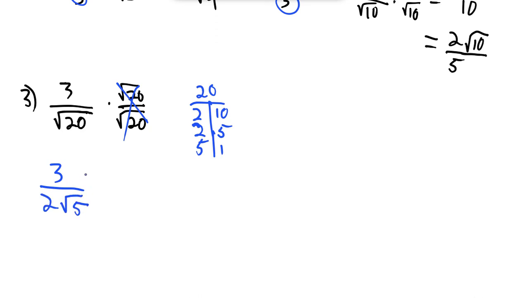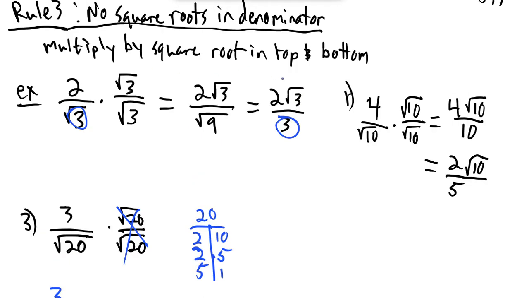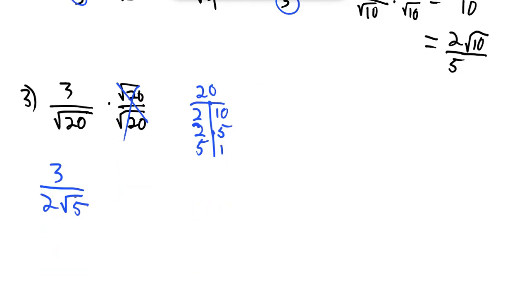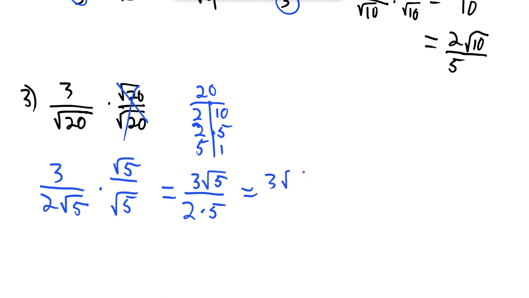Now, when I said we have the rule, multiply by the square root in the top and the bottom, we're going to multiply by just what's in the square root. So we're going to multiply by the square root of 5 over the square root of 5. This gives us 3 square root of 5 over 2, and these two combine to just become 5. So our answer for this is 3 square root of 5 over 10.